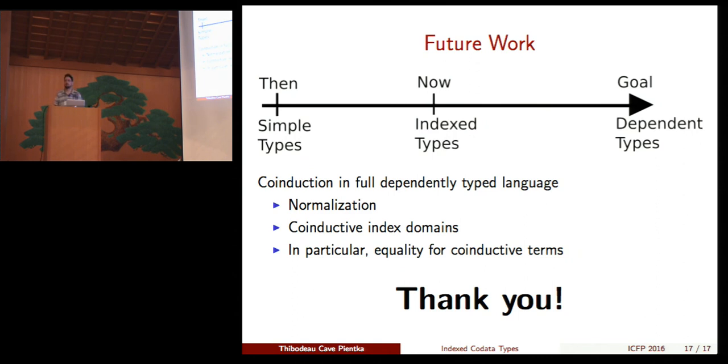Jesper Cockx from KU Leuven. So do you think it would be a good idea to add indexed co-inductive records to Agda? Or do you think the version you're using now to simulate it is sufficient? I think it's a good idea to add them because the way you need to simulate it right now is you reason directly with those equalities. So it gives us more cases.